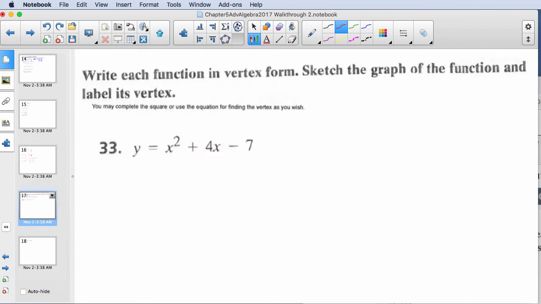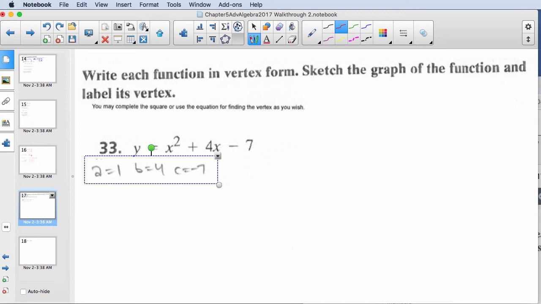Okay, so we need to write each function in vertex form. So remember, we can use minus b over 2a to find the x-coordinate, plug it in, get the y-coordinate, and get our vertex that way. And that's how the student originally approached it. And then next I'll demonstrate also using completing the square to get the vertex form, which is actually easier.